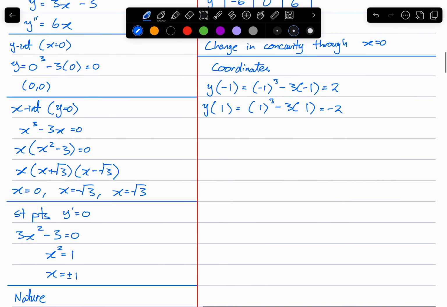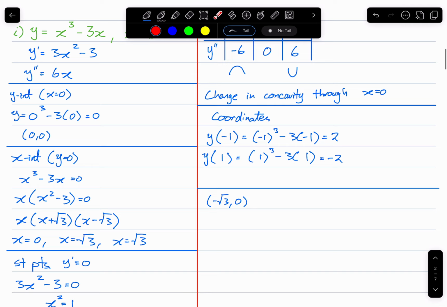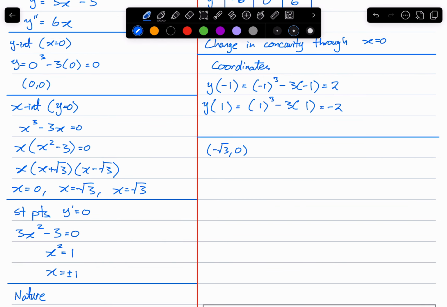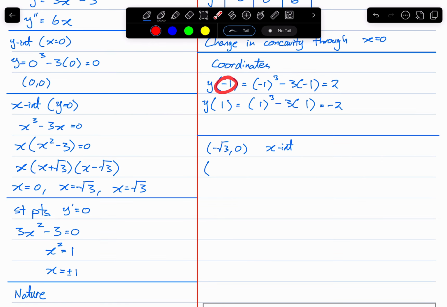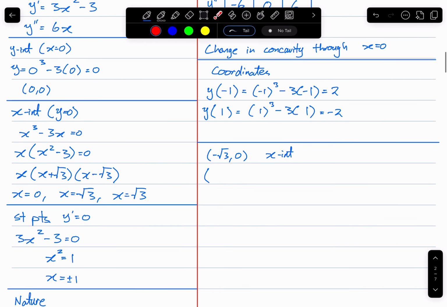Now we're going to summarize all of these points. And I'm going to go in increasing x value order. So we have (-√3, 0). That is the smallest x value that we have here. That is an x-intercept. The next point that we have is, well, if we explore, we get -1. I believe that's our next point. Yes, -1, and 2. That is a maximum turning point.